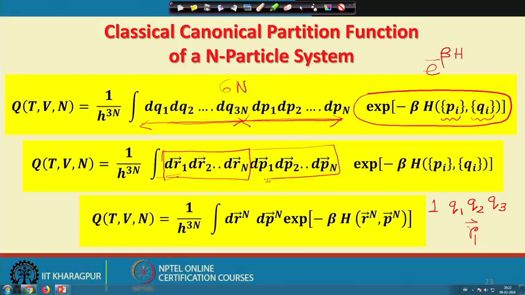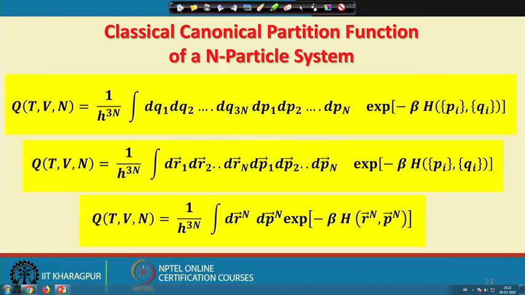Similarly, I can use a condensed notation for the integration over all the capital N p vectors in the phase space. An even more condensed representation is used when all these are represented as this. So, this is nothing but this 3N dimensional integral in a condensed notation. Similarly, this is nothing but this 3N dimensional integral in a condensed notation. You can use any of these notations and try and find out what happens when I use the classical description.